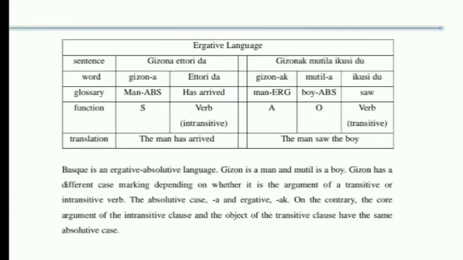And Basque is an ergative absolutive language. Gizon is a man and mutil is a boy. Gizon has a different case marking depending on whether it is an argument of a transitive or intransitive verb. The absolutive case and the ergative case. On the contrary, the core argument of the intransitive clause and the object of the transitive clause have the same absolutive case.